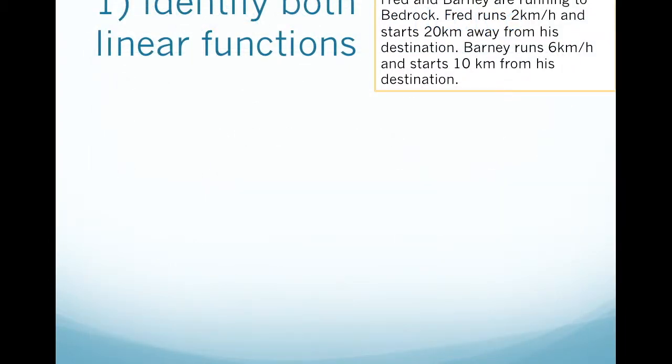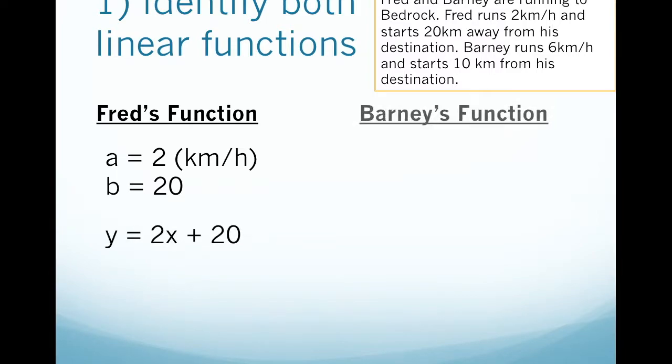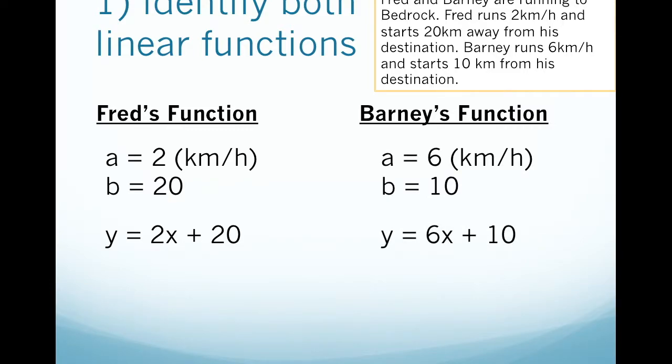So I'm going to keep our question here at the top so that way we can see how to start. So we know what Fred's situation is and what Barney's situation is. And now we're going to make a function for each. So if Fred runs 2 kilometers per hour and starts 20 kilometers away from his destination, your a is 2 and your b is 20. So this is Fred's function. Barney's function is, well, he runs 6 kilometers per hour and he starts 10 kilometers away from his destination. So a is 6 and b is 10. And our rule is y equals 6x plus 10.